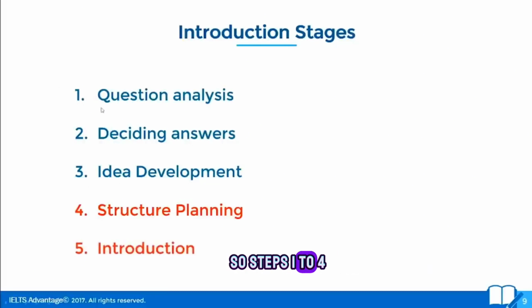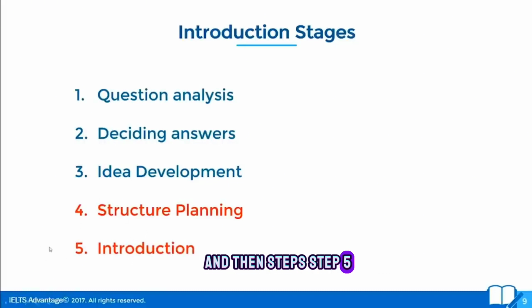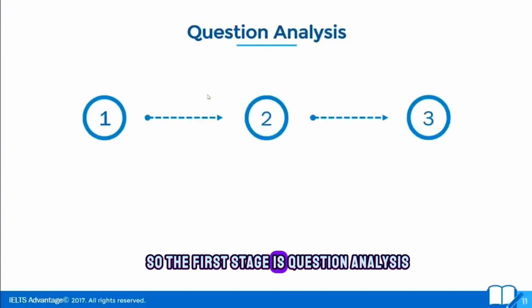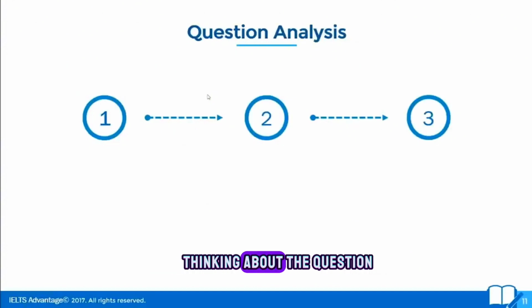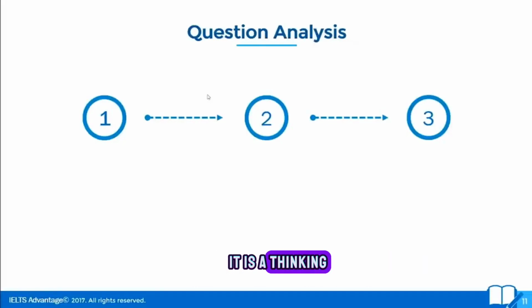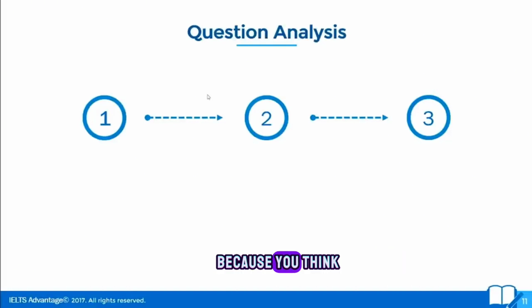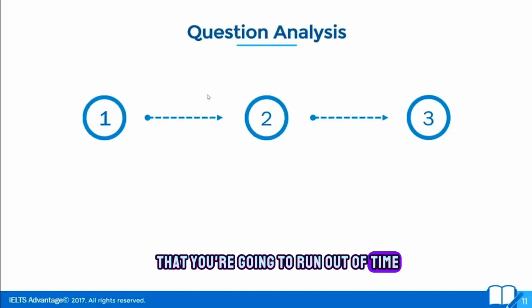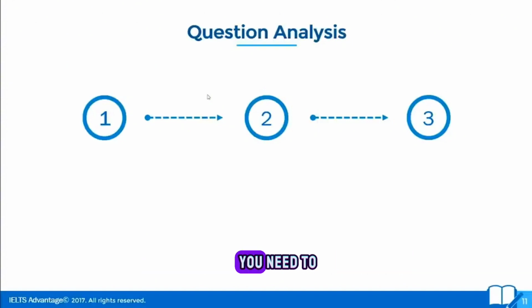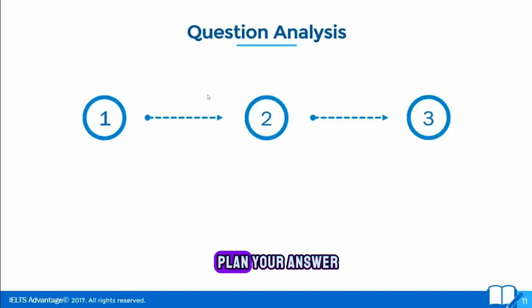So steps 1 to 4 are before we start writing our essay. And then step 5, once we have a plan, then we can start writing. Okay, so the first stage is question analysis, thinking about the question. The writing test is not just a writing test, it is a thinking and writing test. If you immediately open your paper and start writing because you think that you're going to run out of time, you are going to get in a lot of trouble. You need to dedicate some time at the beginning to think about the question, plan your answer, and then start writing.